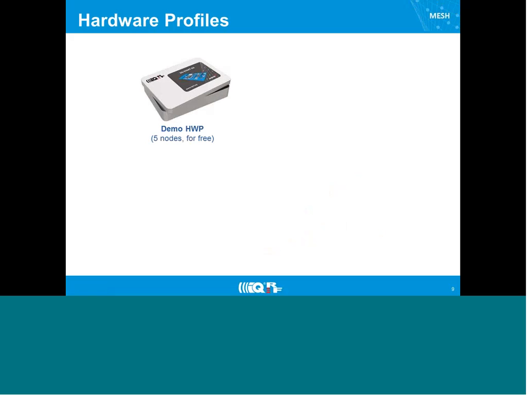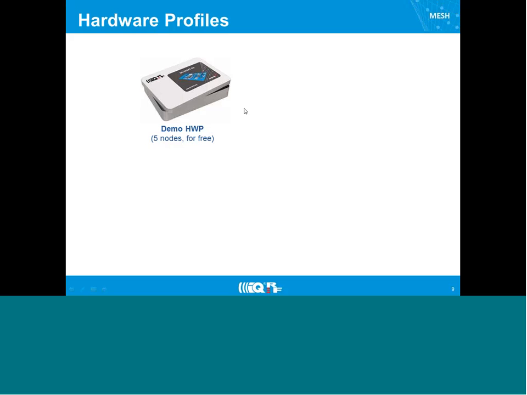There are different types of hardware profile. The one thing is the demo hardware profile. This is something which you can download immediately from our website. You can test it, you can play with that, and you can find out if this DPA concept is the right choice for you or not. So it is available for anyone, and it's limited to up to 5 nodes, and it's completely free. You can download it right now.